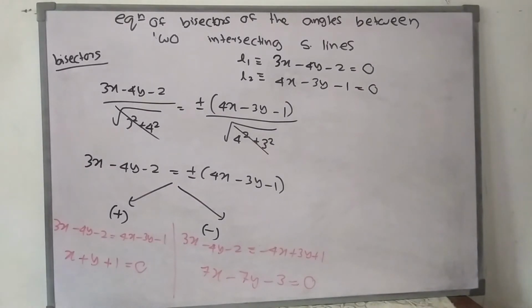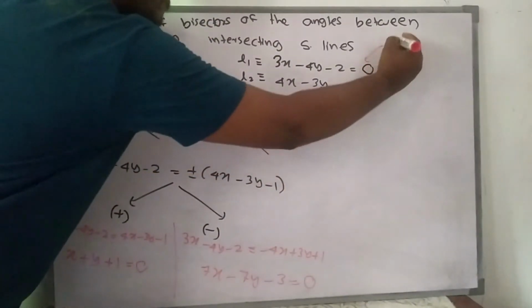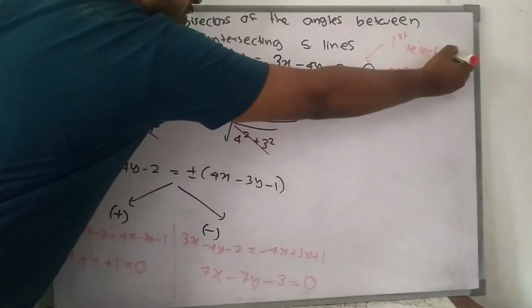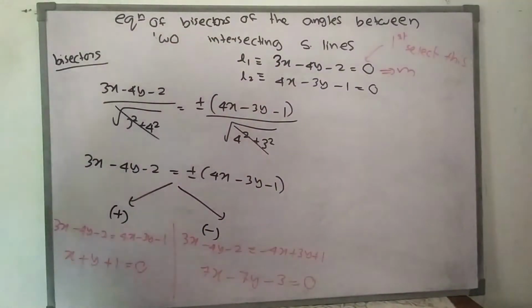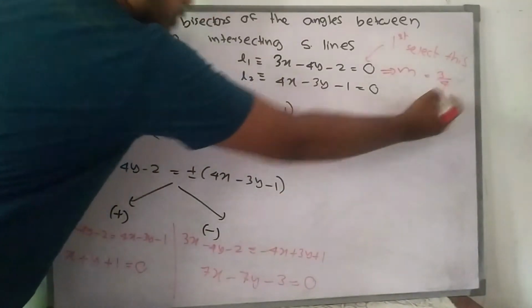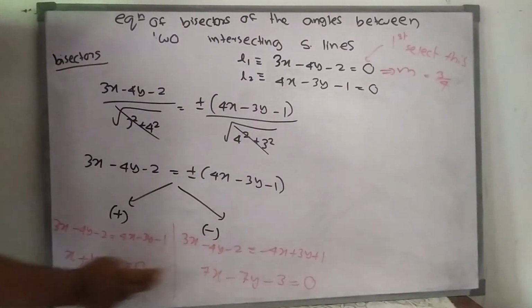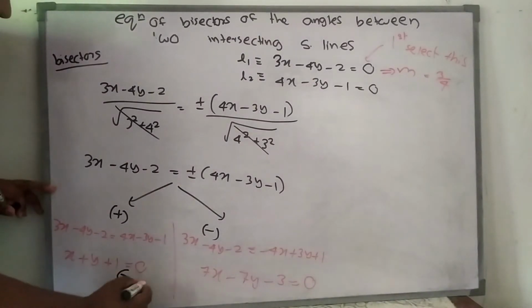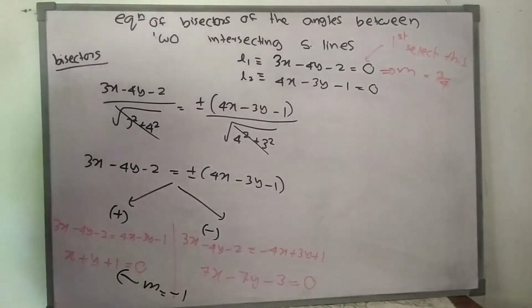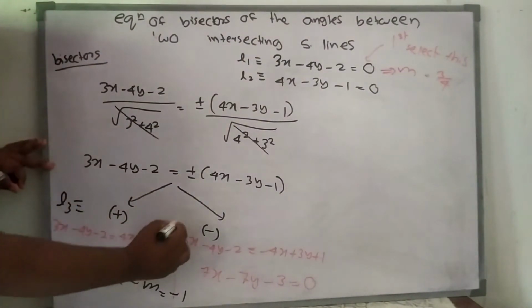Okay children, for the next Roman number, we just need to verify which is the acute bisector, right? The steps: first of all, you select one straight line, right? First select this one, and the gradient will be 3/4. And for the second, you can choose either of the bisectors. Here I select minus 1. Then I assume these are L1, L2, L3, L4.